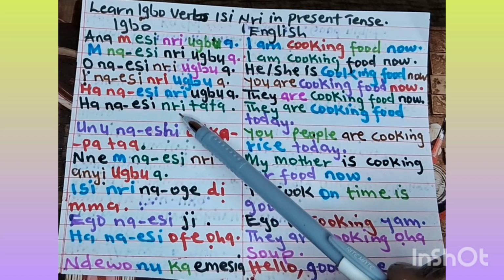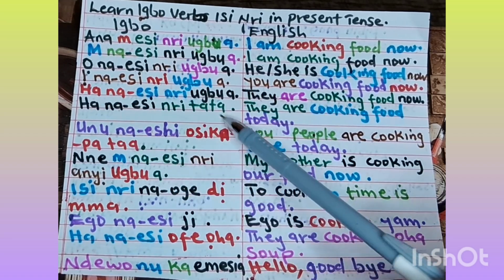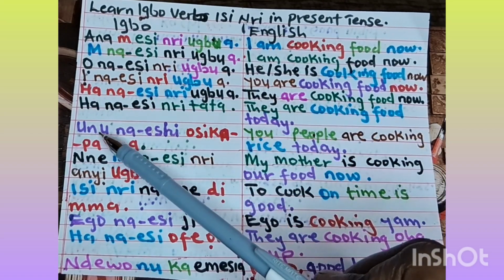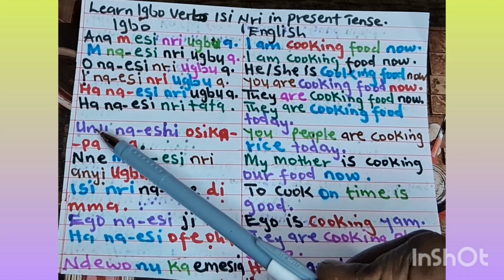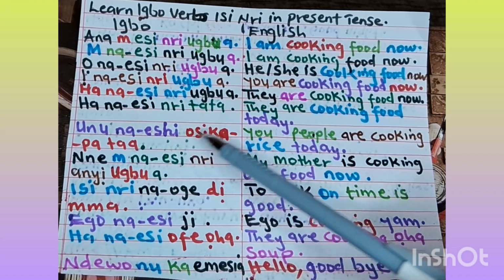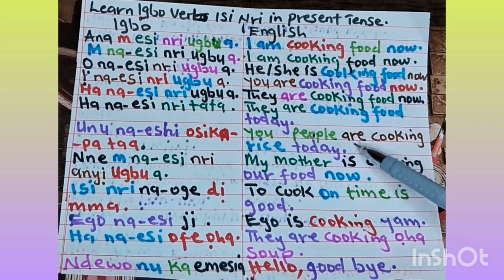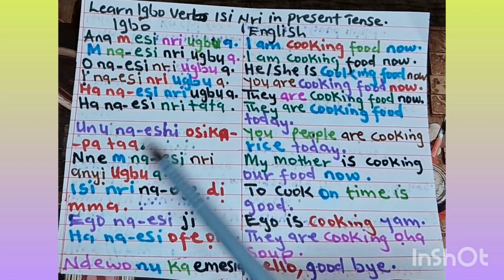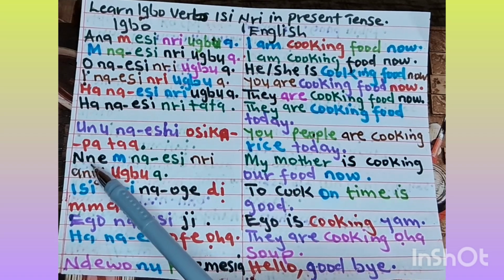Hana esi nri tata. They are cooking food today. Unu na eshi osikapa ta. Meaning, you people are cooking rice today. Remember, eshi and esi are just the same thing, just different in dialect in Igbo.